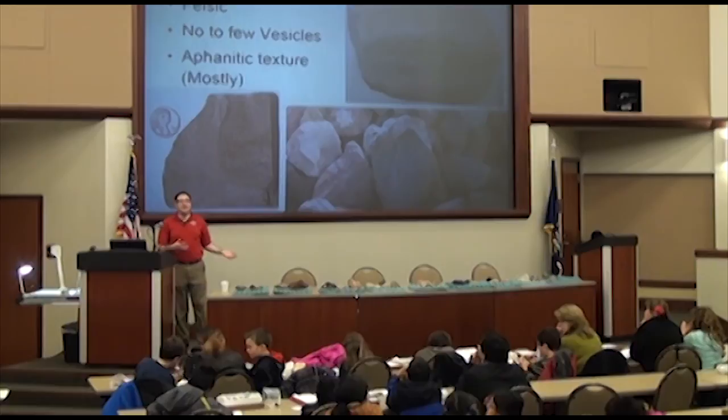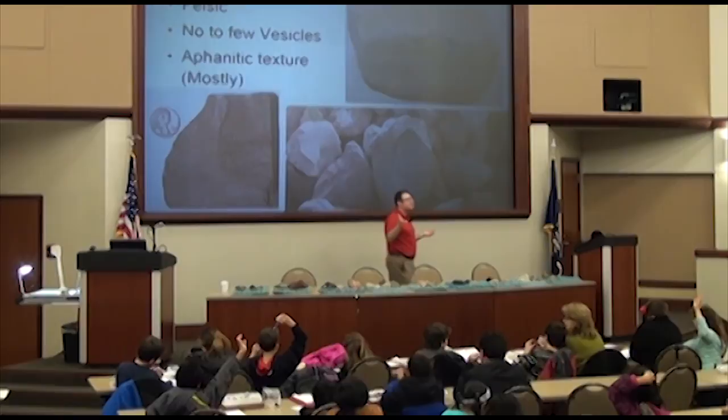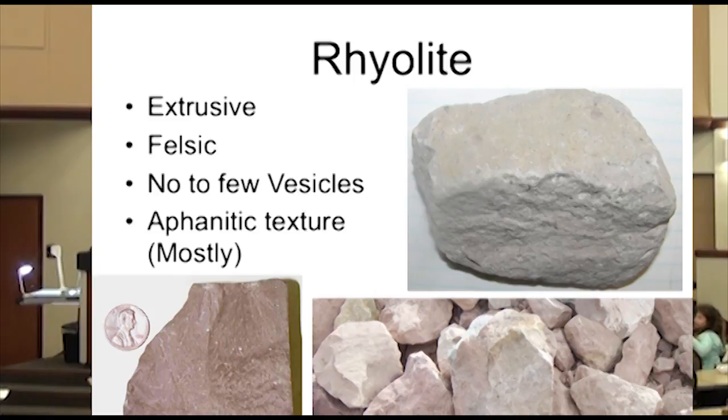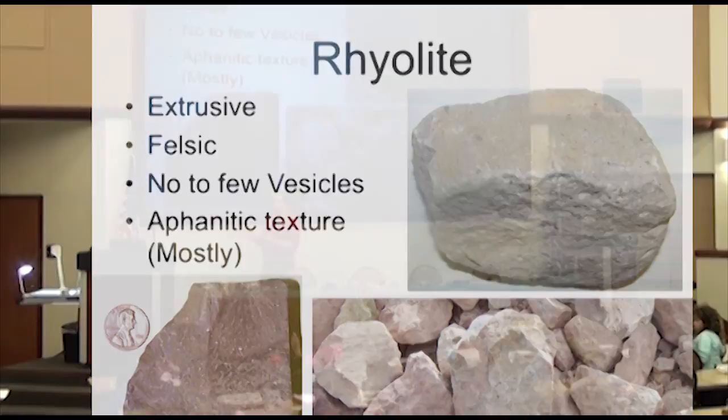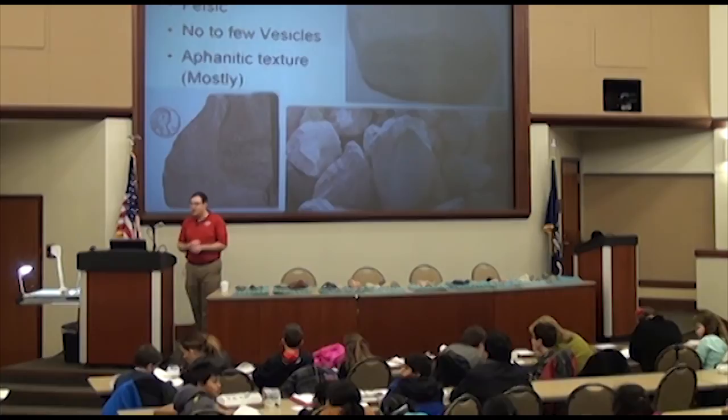Does anybody have any bubbles in their sample? Raise your hand if you do. So a few people, right? Some people, but not too often, right? Sometimes you might see one or two bubbles here, not like scoria, not like pumice, but it does happen. Now, since the crystals are so small in rhyolite, do you think that it cooled outside of the earth or inside the earth? What do you think? Outside, that's right. So it's extrusive, okay?